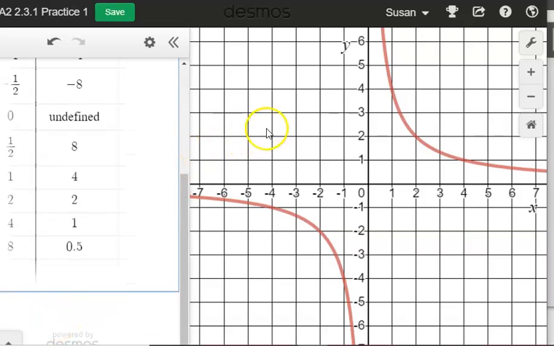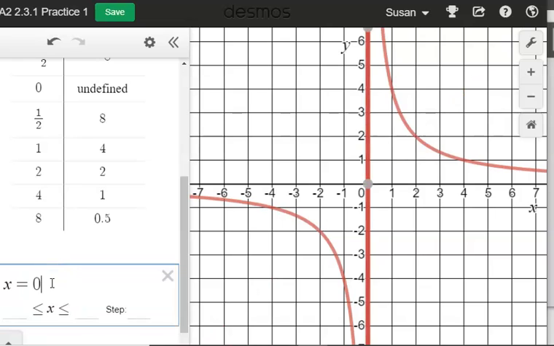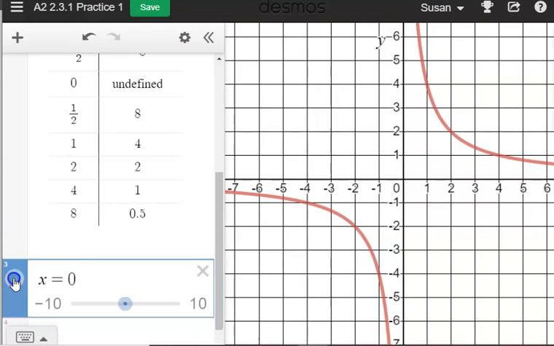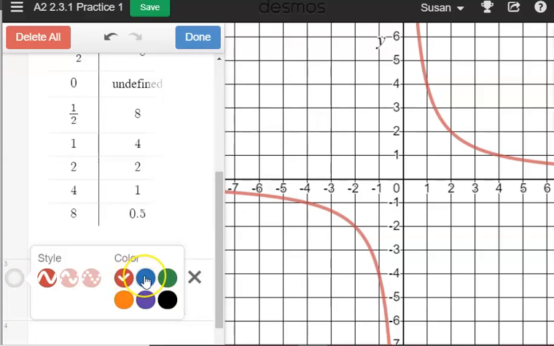Now, if you want to really see your vertical asymptote, click down here and just say x equals 0, and it'll include a line. You will definitely want to change the color though so you can tell. Let's see, can I change this color? I think I can do that up here. Oh, maybe not. I want color, yeah. All right, so I'm going to make it like that.